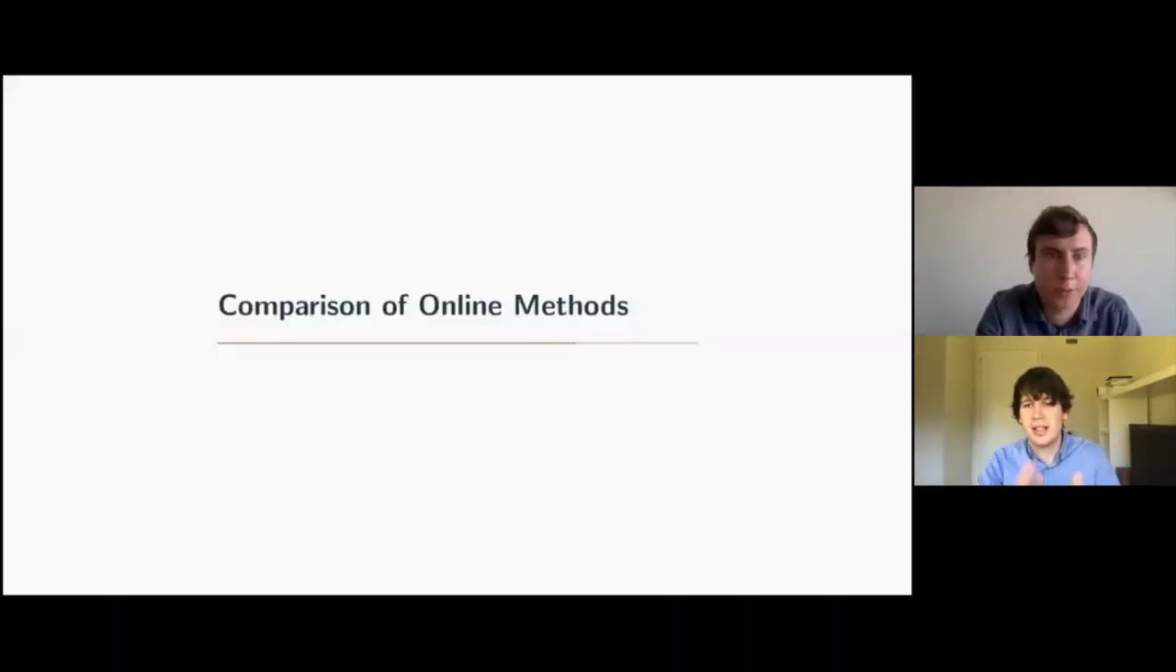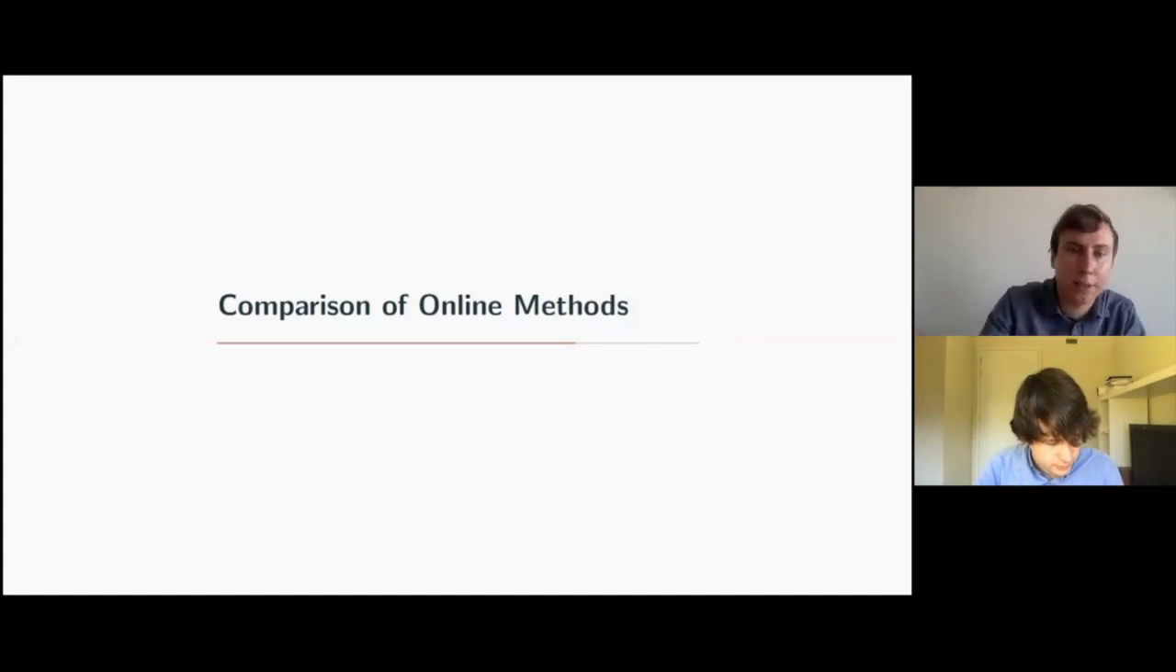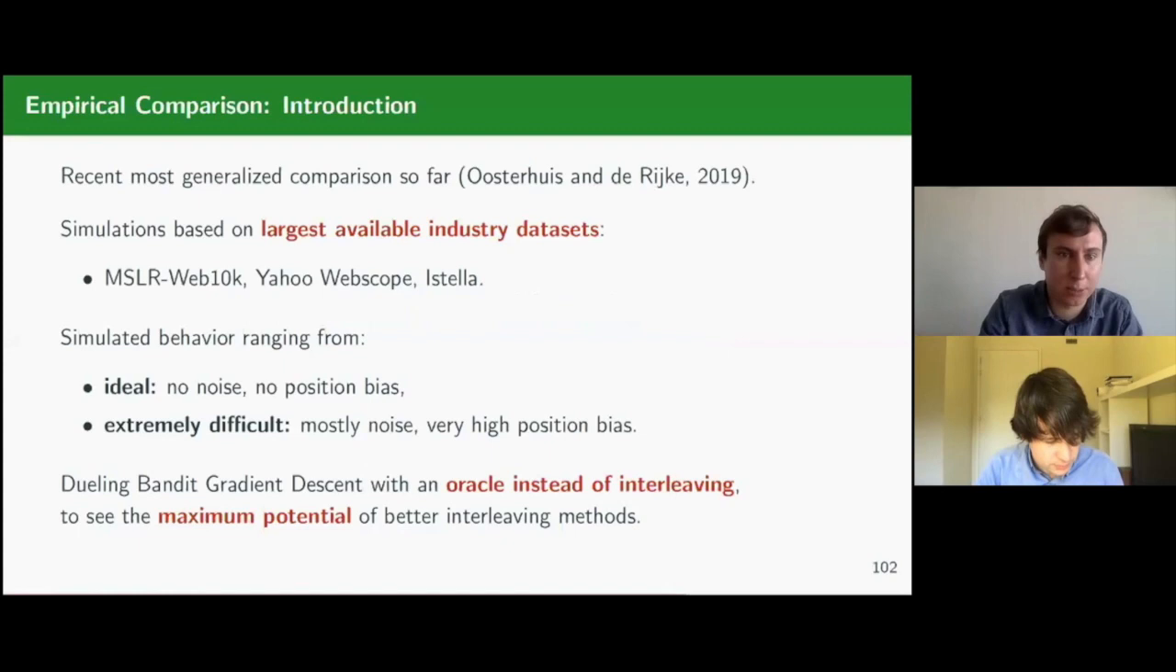So I'm going to give you control, and you can continue this comparison of these two methods. Right. Yeah. So thanks, Harrie. So yeah, I'm going to continue with this empirical comparison of these online methods, specifically of this dueling bandit versus this pairwise differentiable gradient descent that Harrie just explained.